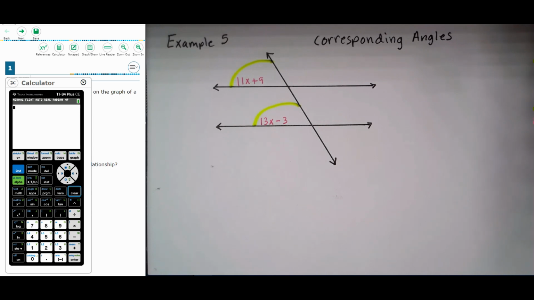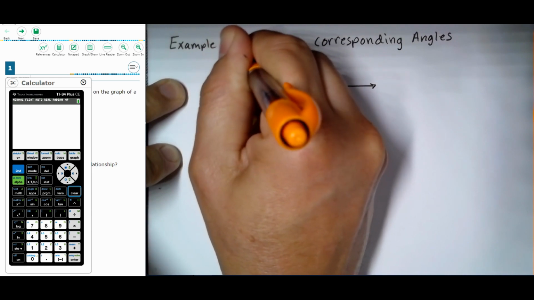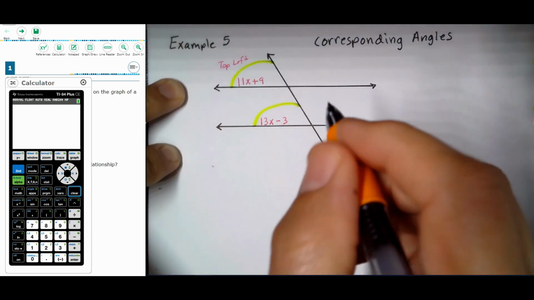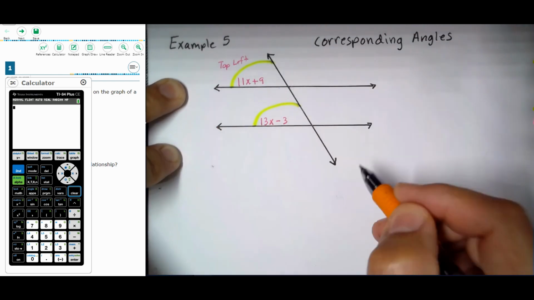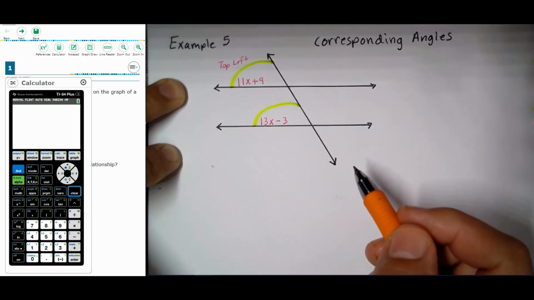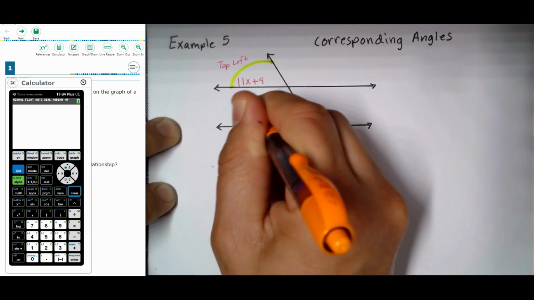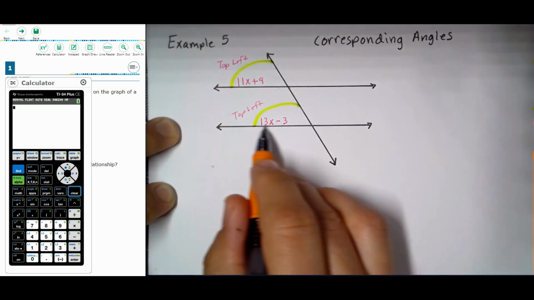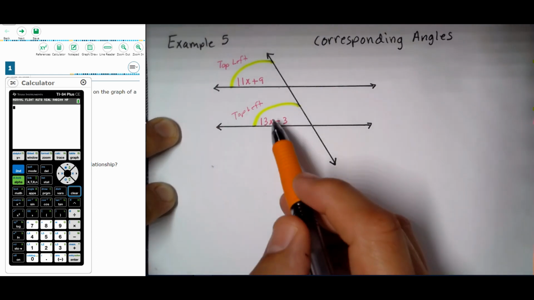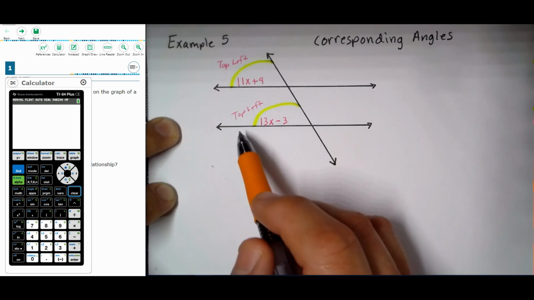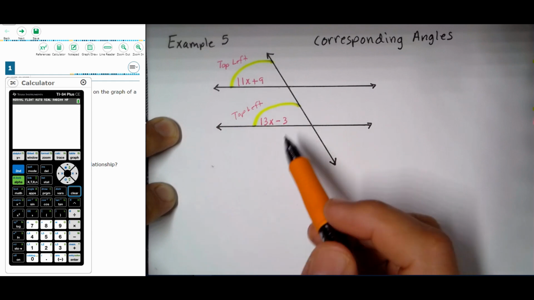The reason is because this is on top of a parallel line, and left of the transversal. So it's the top left position. Now if you look right here, this is also a top left position because it's on top of the parallel line and to the left of the transversal. Because both of these are in the same relative position, above a line and to the left of the transversal, we say that they're corresponding angles.